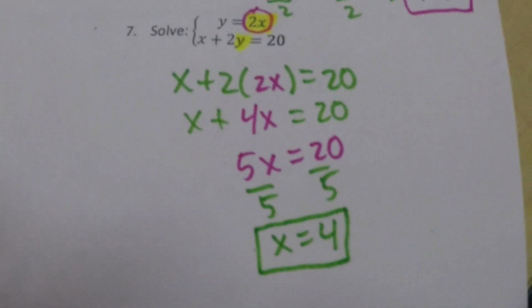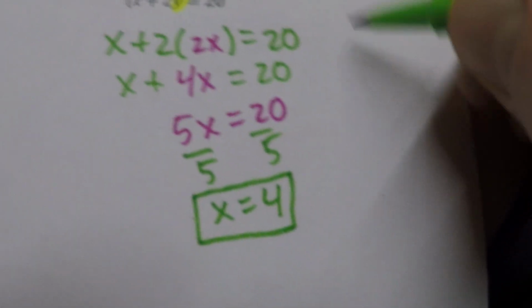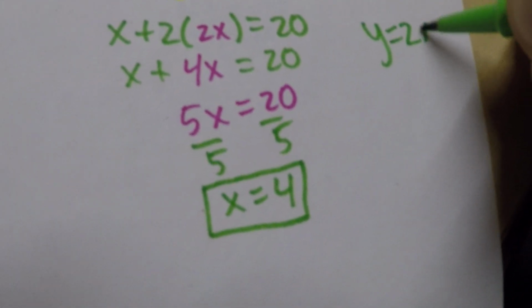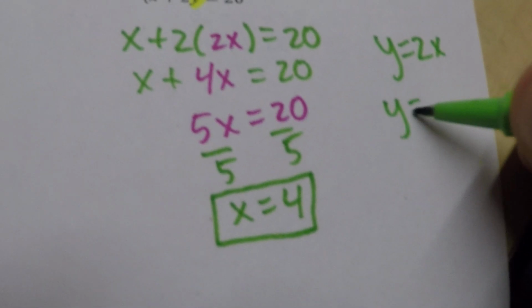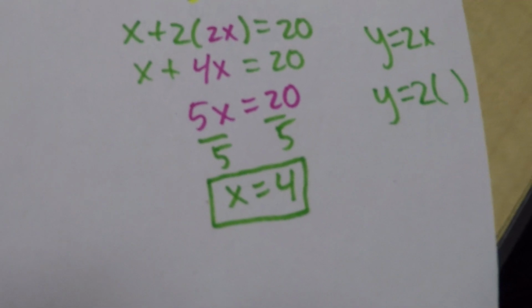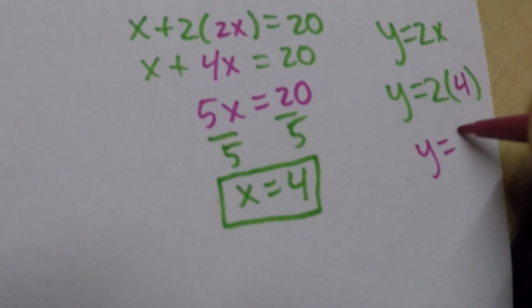I'm not done yet. Very close to being done. I can see that y equals 2x. So if I know that x is 4, I can take that and put it in. So y equals 8.